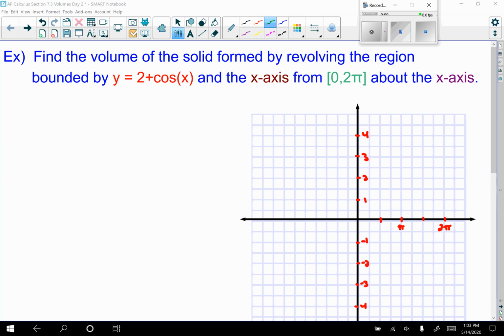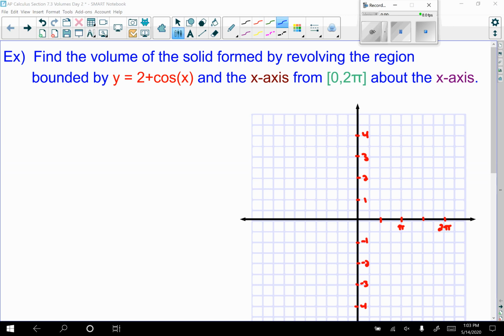We're going to revolve this region that's bounded by y equals 2 plus cosine x and the x-axis from 0 to 2 pi about the x-axis. Go ahead and pause the video, graph this for right now, reflect it over the x-axis, and then see if you could come up with the area of each slice, the expression for that, and then the expression for what we're going to need to find the volume, so the integral as well.